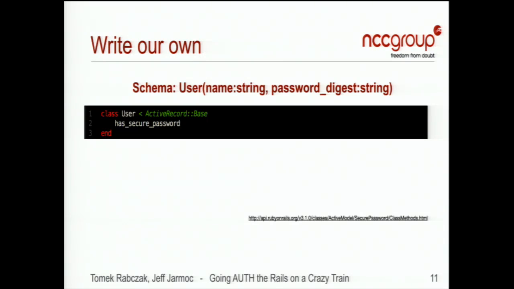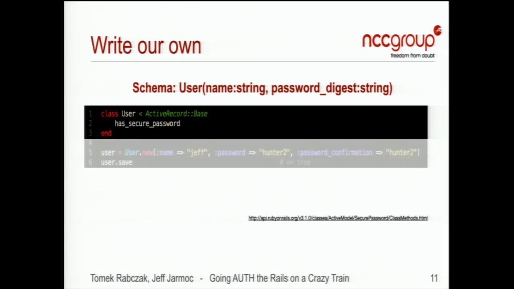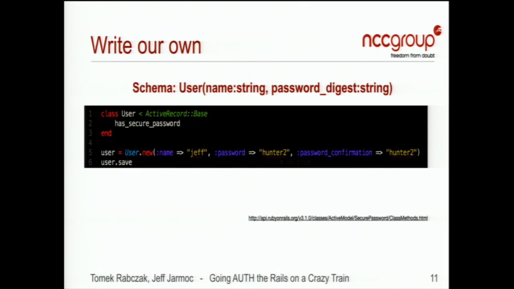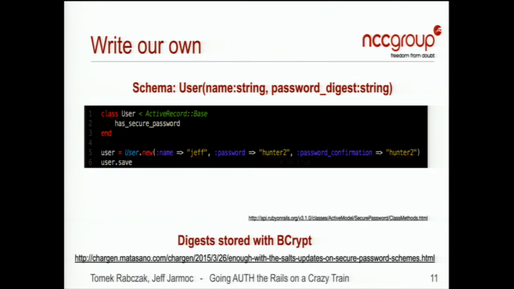So let's talk a little bit about how we might do that. I mentioned this hasSecurePassword helper before. And we have here an example where we have a simple user model that has a database schema with 2 columns, both strings, name and password digest, and we just call that helper in the model. What that gives us is some functionality like this, where we can do user new, give it a password and a password confirmation argument, and it'll go ahead and securely store that password. It does that using bcrypt, so it's a reasonably secure password storage scheme.